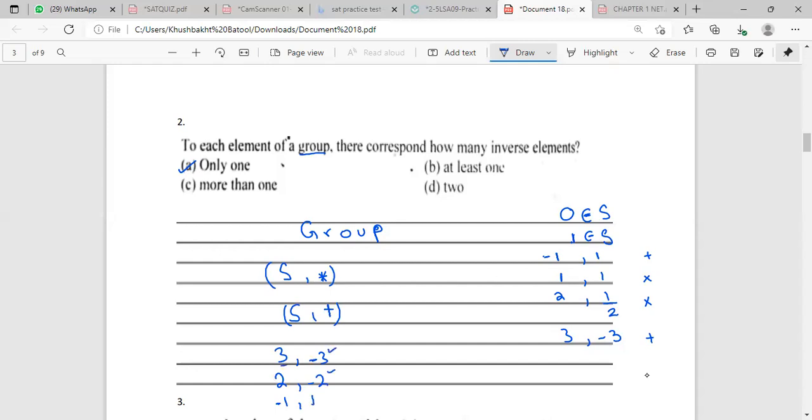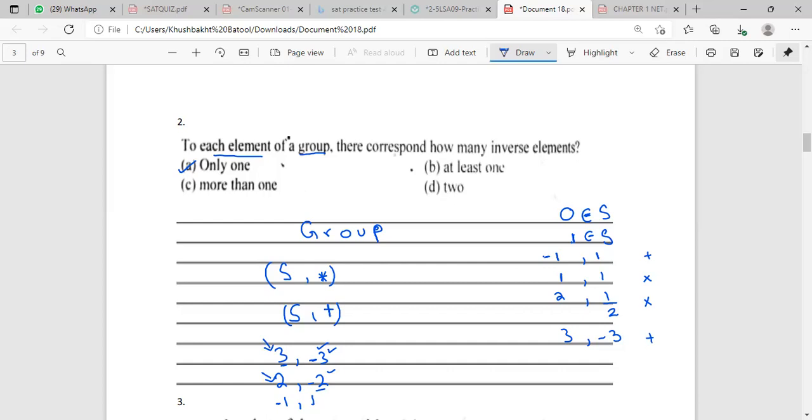To each element of a group, there correspond how many inverse elements? One only. It's very clear. If we talk about 3, we have -3. If we talk about 2, we have -2. For each element, we have one inverse only. Is this okay? Yes, ma'am. Faris, have you understood this? Can you repeat the question? I actually slept. Oh, okay.